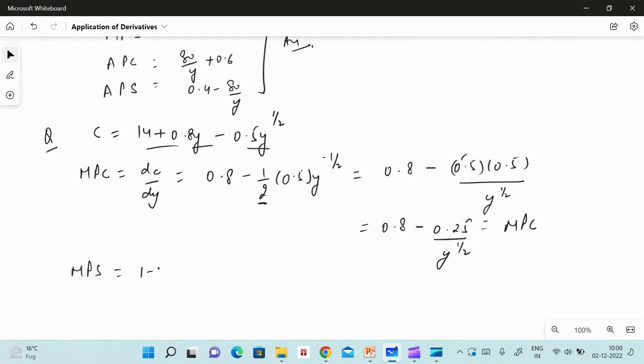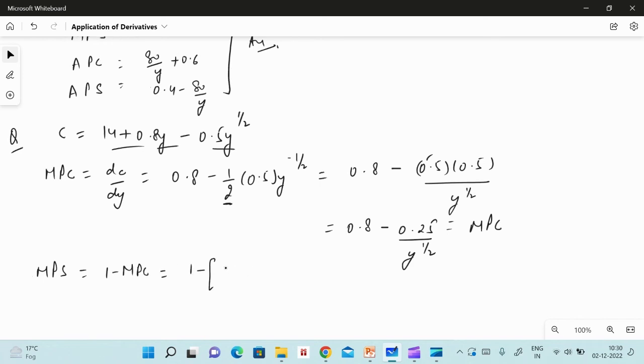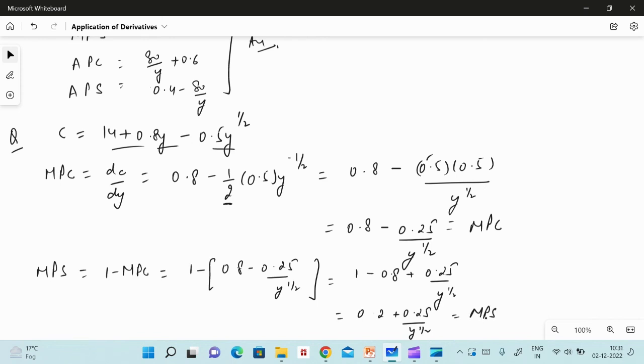And if we talk about MPS, this is equal to 1 minus MPC. 1 minus (0.8 minus 0.25 divided by Y power 1 by 2), and if I open the bracket, I will get 1 minus 0.8 plus 0.25 divided by Y power 1 by 2, and finally I will get 0.2 plus 0.25 divided by Y power 1 by 2. This is equal to marginal propensity to save.